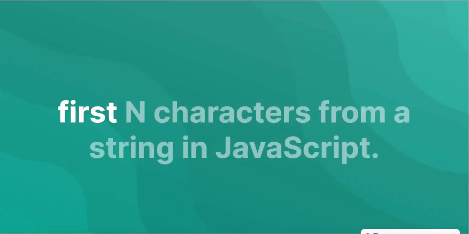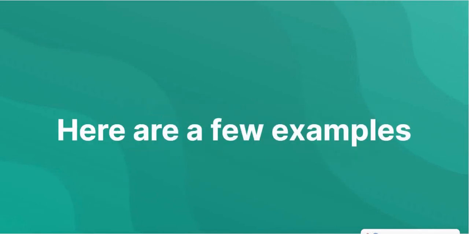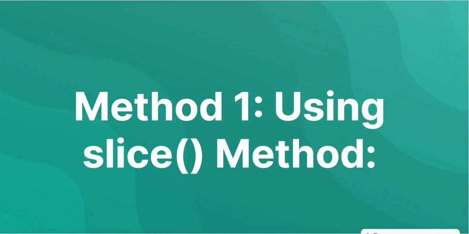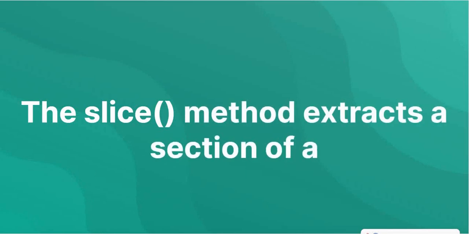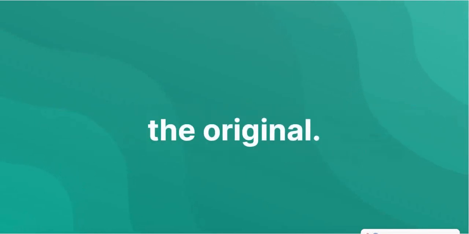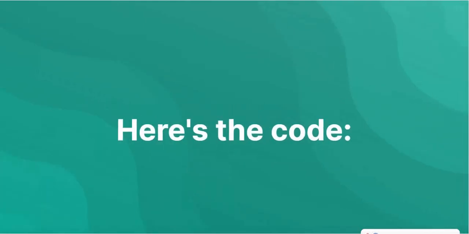Ways to remove the first n characters from a string in JavaScript. Here are a few examples. 1. Using slice method. Extracts a section of a string and returns a new string without modifying the original. Here's how to remove the first n characters. Code.